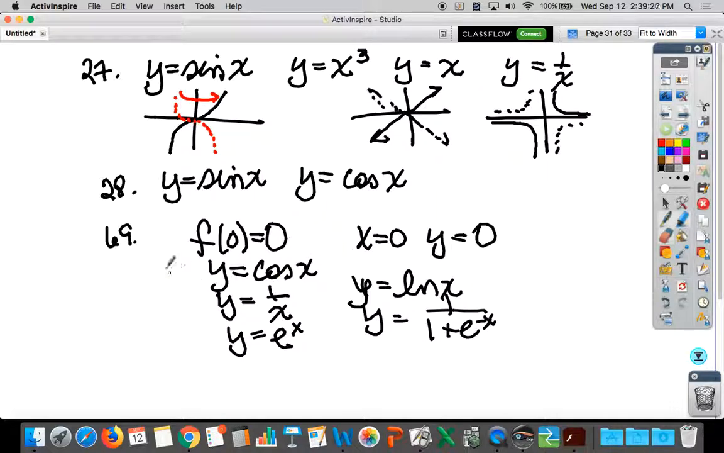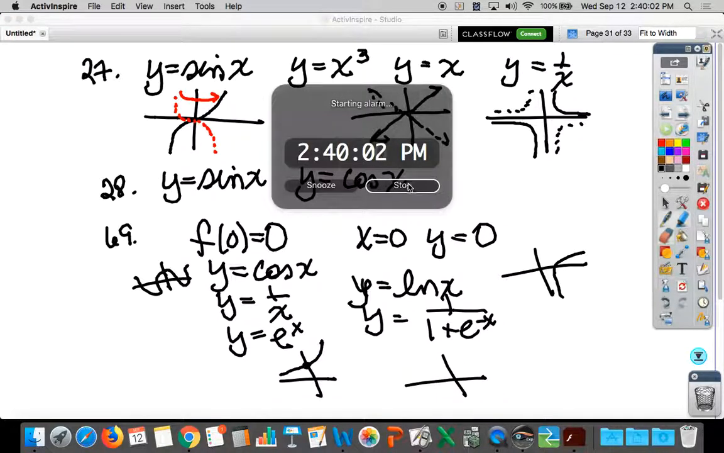So at cosine, at x equals 0, y equals 1. There's a vertical asymptote here at x equals 0, y equals 0, vertical and horizontal actually. At natural log, it's undefined. It's a vertical asymptote. E to the x at x equals 0, y equals 1. And on this one, all right, there's your 1 minute.